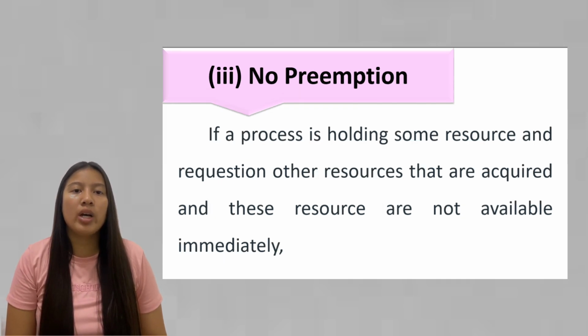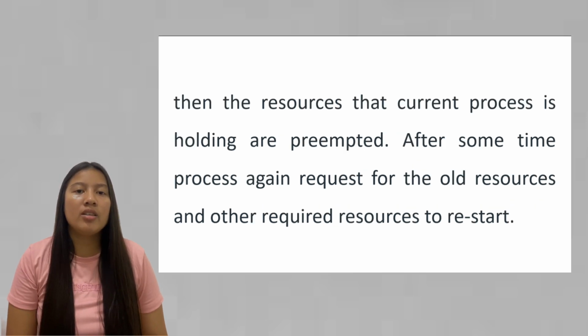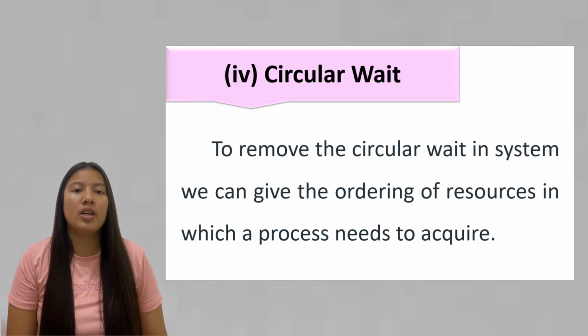Third, no preemption. If a process is holding some resources and requests other resources that are not available immediately, then the resources that the current process is holding are preempted. After some time, the process again requests the old resources and the other required resources to restart. Circular wait. To remove circular wait in the system, we can give an ordering of the resources in which a process needs to acquire them.